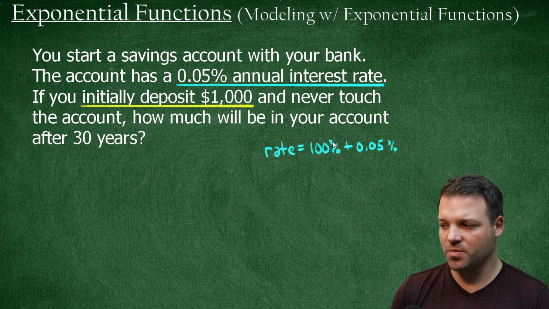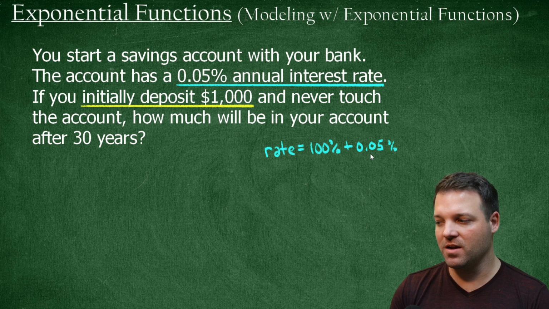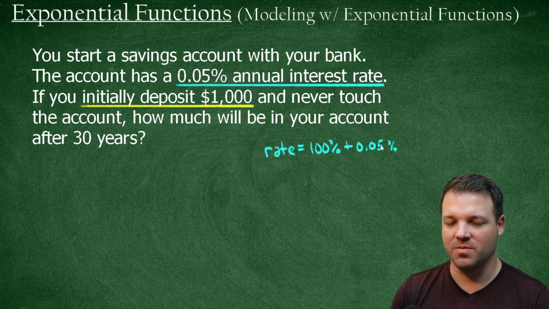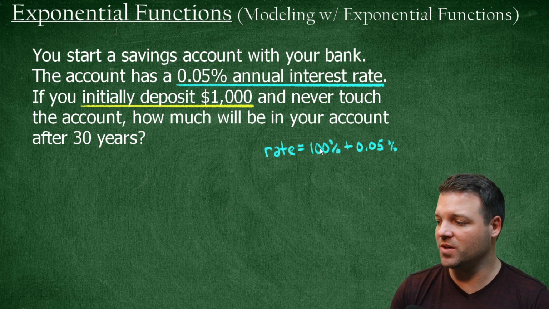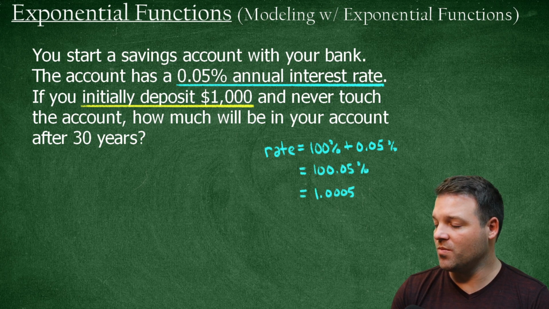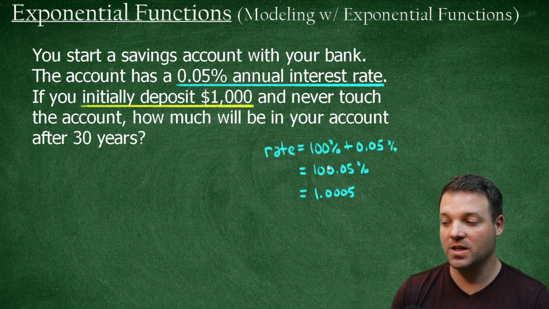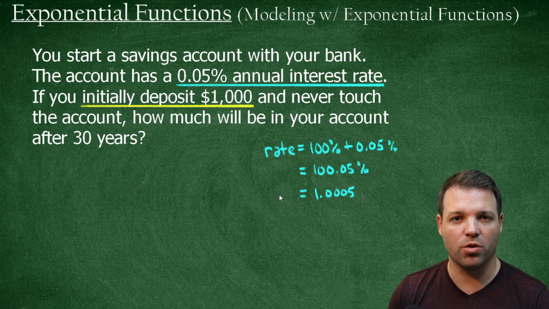So we have to take 100%, right? And then add that 0.05%. If it was decreasing, then we would subtract like we did in the previous problem. But in this case, it is growing. So we are adding that 0.05%. So when we do that, we get 100.05%. And now I'm going to go ahead and convert this into a regular number. And so I'm going to move this decimal place over twice. So I get 1.0005. And that is our actual growth rate.